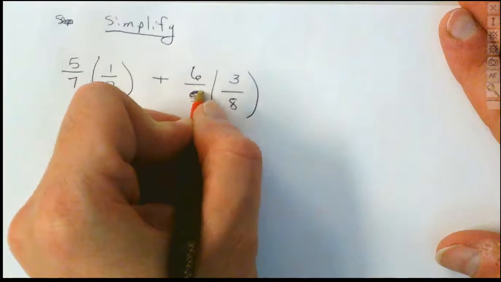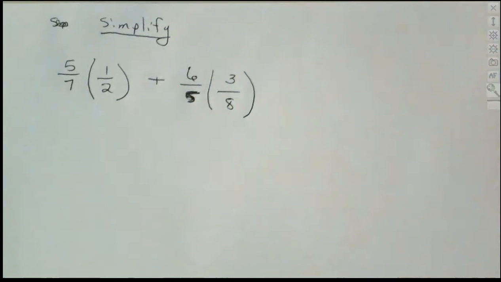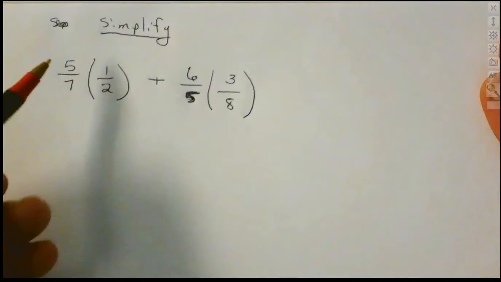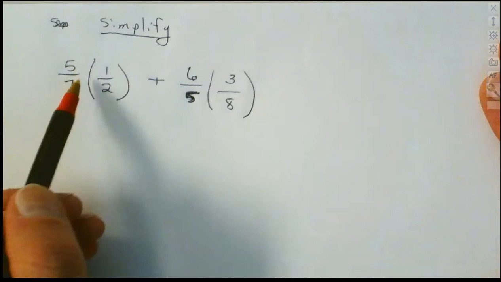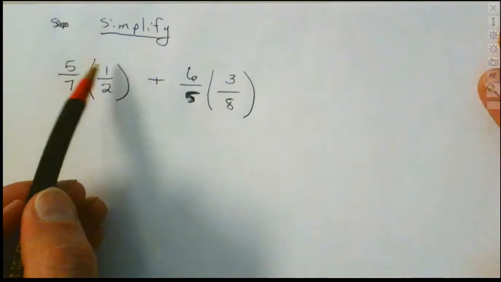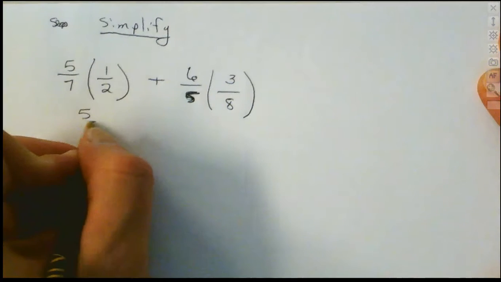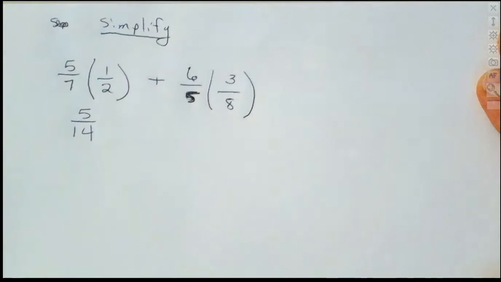Okay, now order of operations. What do we do first? The first thing we do is multiplication, and then we do our addition after that. So when we multiply, we do not need common denominators. And we can check on our diagonal. 5 and 2 have nothing in common. 7 and 1 have nothing in common. So we can now multiply. 5 times 1 is 5. 7 times 2, well, that makes it now 14.